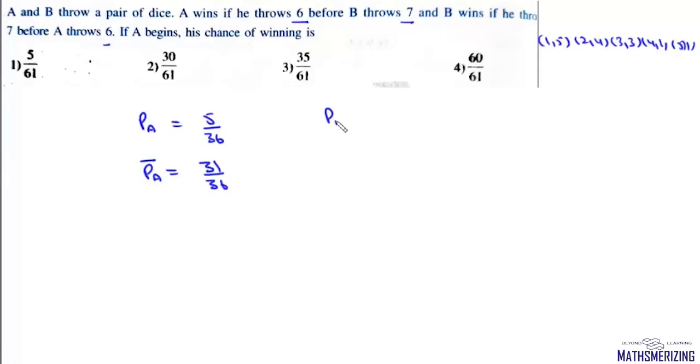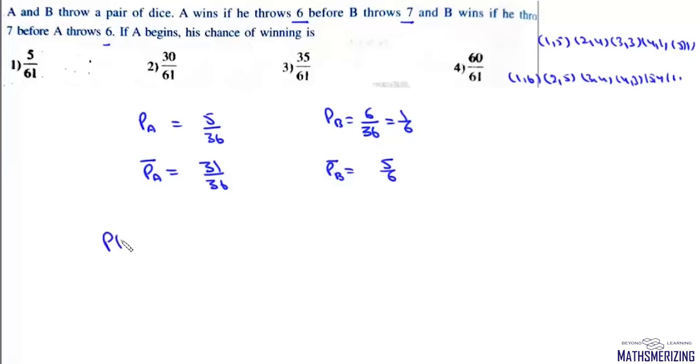Now in the same way, B is going to win if he or she throws 7. Now it will be 7 if it is 1, 6, 2, 5, 3, 4, 4, 3, 5, 2 and 6, 1. So this probability of B will be this 6 by 36, or simply 1 by 6, and B not winning is 5 by 6.